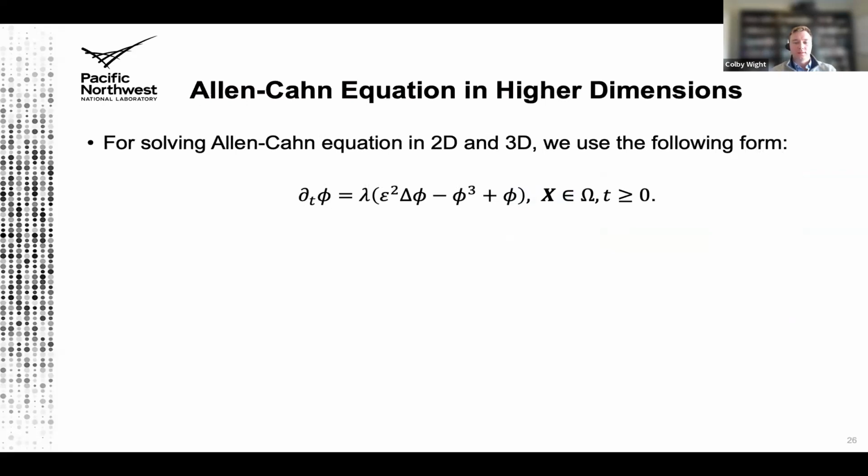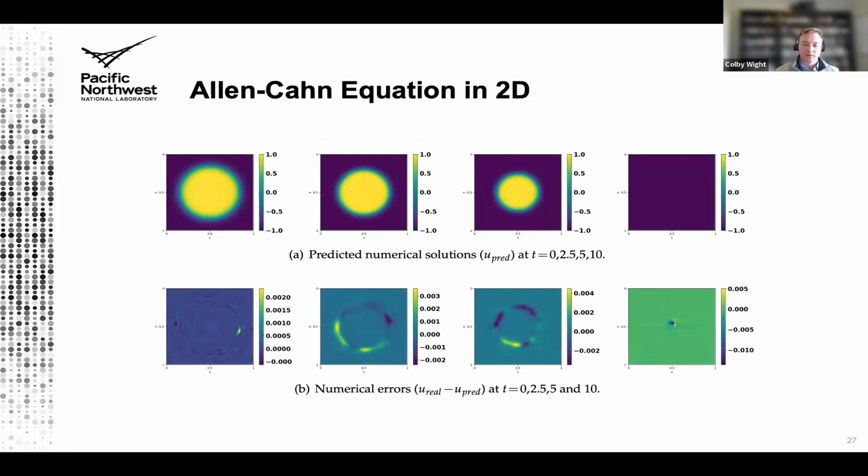So next, we moved on to the 2D and 3D cases of the equation, and we used this form of the Allen-Cahn equation. This was the classical shrinking of the droplet problem for the Allen-Cahn equation, starting with this initial droplet, which as time goes on shrinks with this equation through time. And we can look at the images on the bottom row, which are the error in this solution.